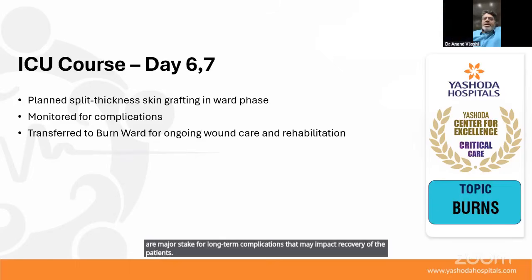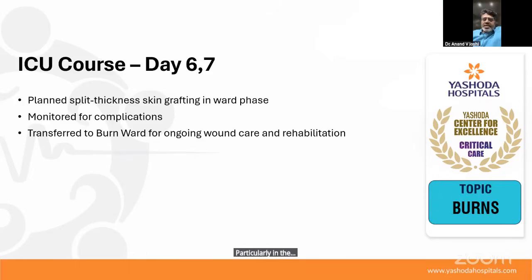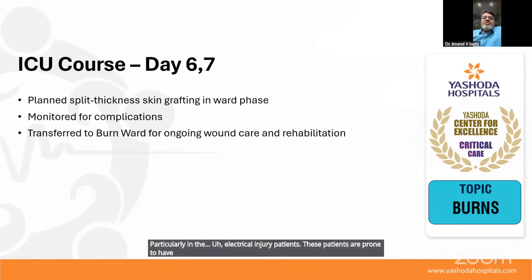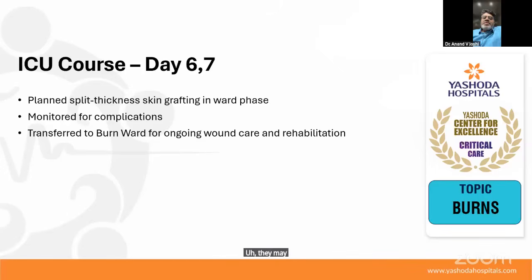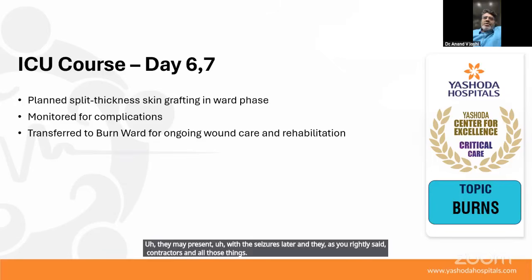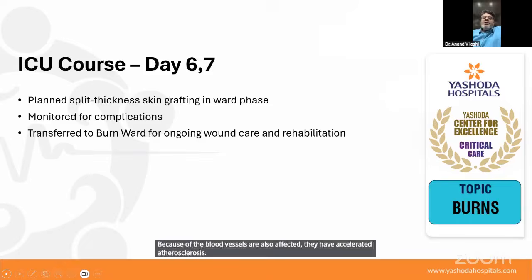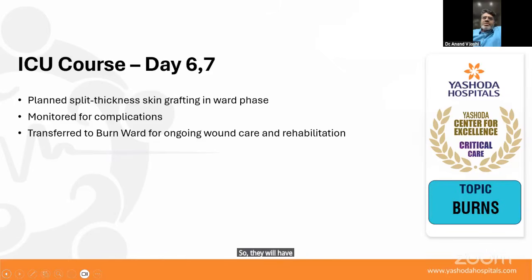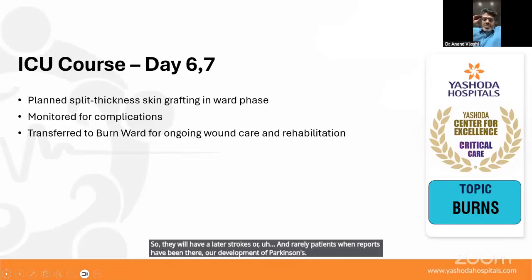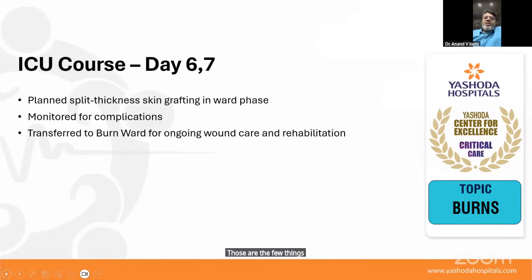Particularly in electrical injury patients, these patients are prone to have long-term seizures. They may present with seizures later, and they, as you rightly said, contractures and all those things. Because the blood vessels are also affected, they have accelerated atherosclerosis. So they will have later strokes or MI. And rarely, few patients, when reports have been there, of development of Parkinson's. So those are the few things on a very, very long-term basis.